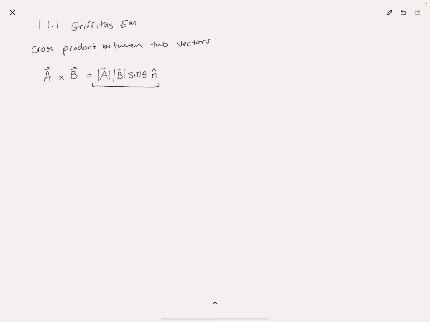This n here is n hat, which is a unit vector which is perpendicular to the AB plane.